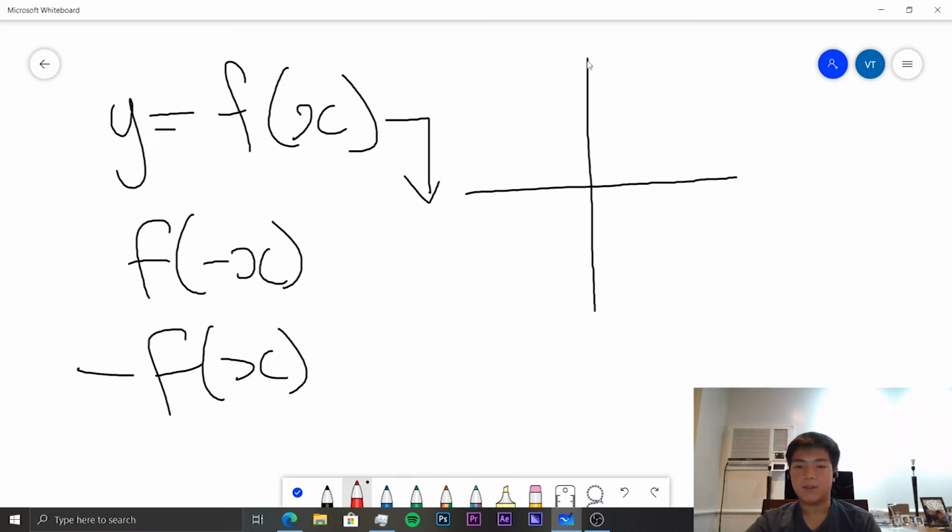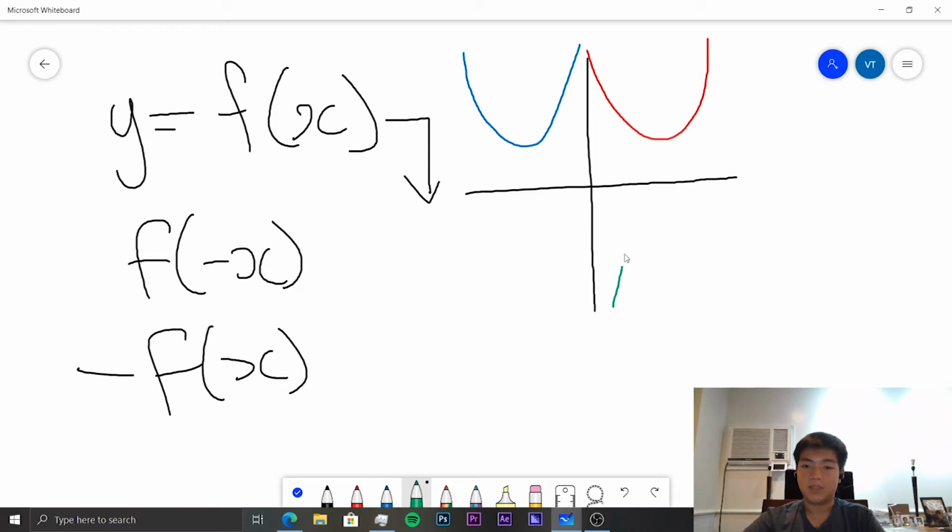Let's say we have a function like this. If we take f of negative x, we reflect it in the y-axis, so we obtain a new function that looks like this. And if we take the negative output of the function, we reflect it in the x-axis. So the new function would look like that. So that is the first thing we need to cover.